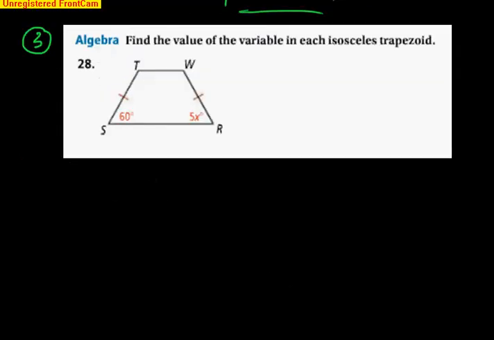Okay, next we're going to find the value of the variable in this isosceles trapezoid. It is important to recognize this is an isosceles trapezoid, and we know that in an isosceles trapezoid, the base angle pairs are congruent. So in this picture, I'll use blue. Angle T and angle W are congruent, and angle S and angle R are congruent.